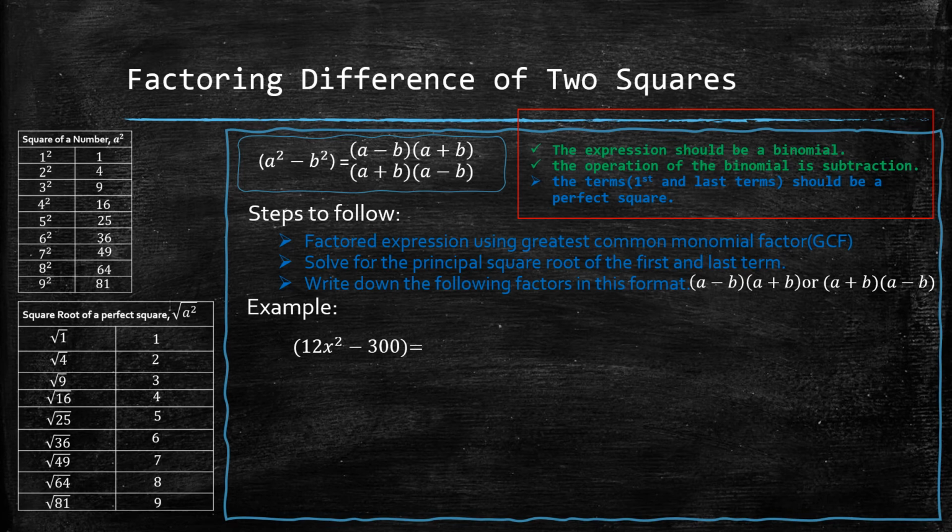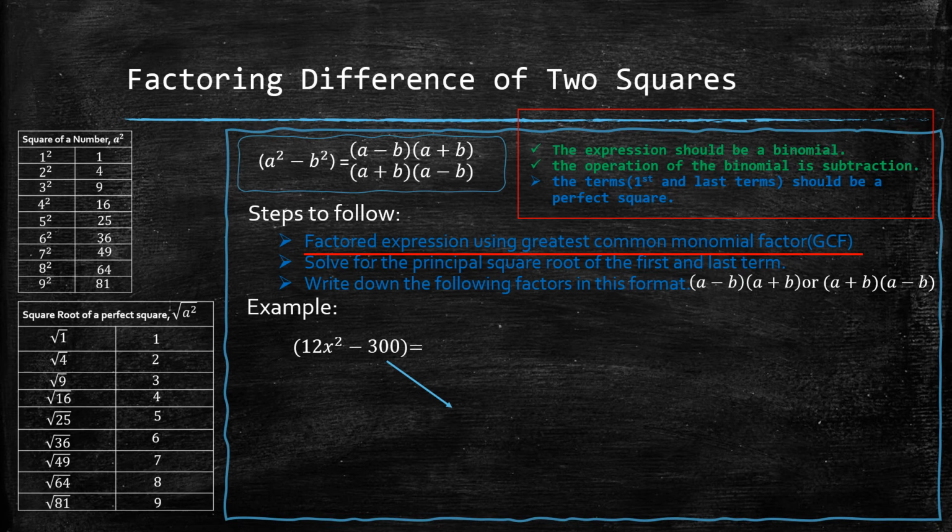What is it? You check for the greatest common monomial factor. Okay? Or the GCF. Get the GCF, greatest common factor, or the common monomial factor. What is the factor of 300, class? 12 has a factor. So, first, when you factor, look at the terms, 12 or 300. What do they have in common?